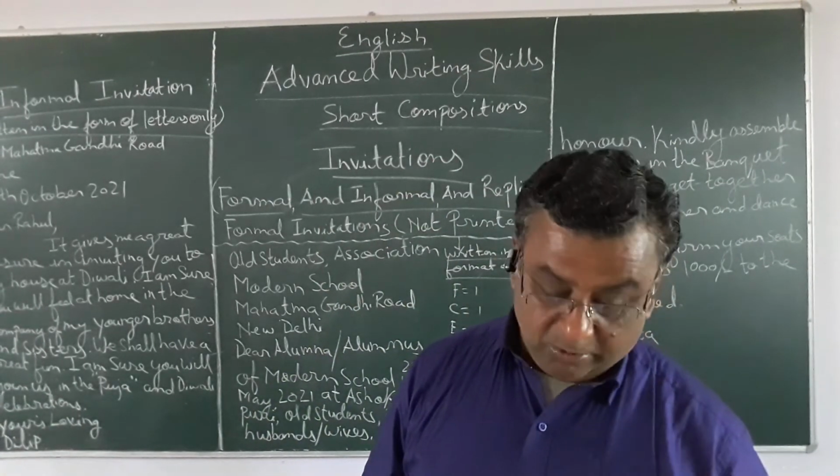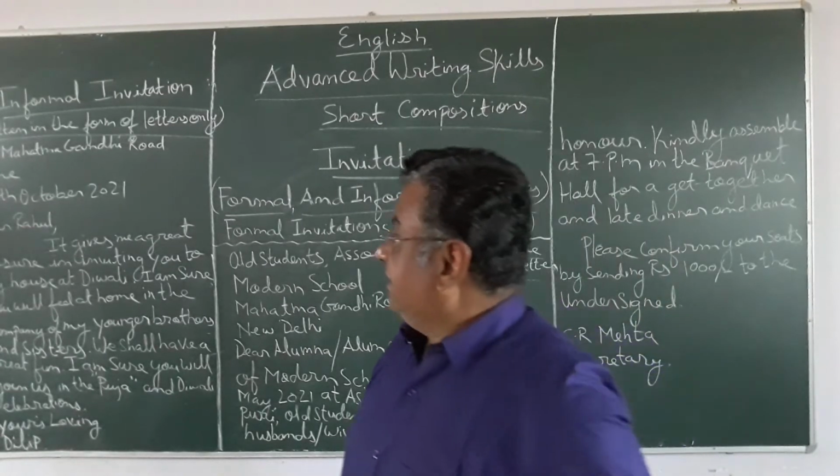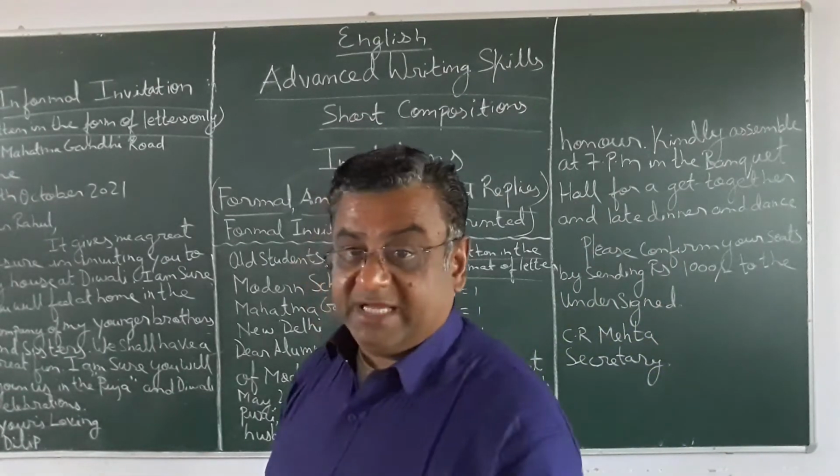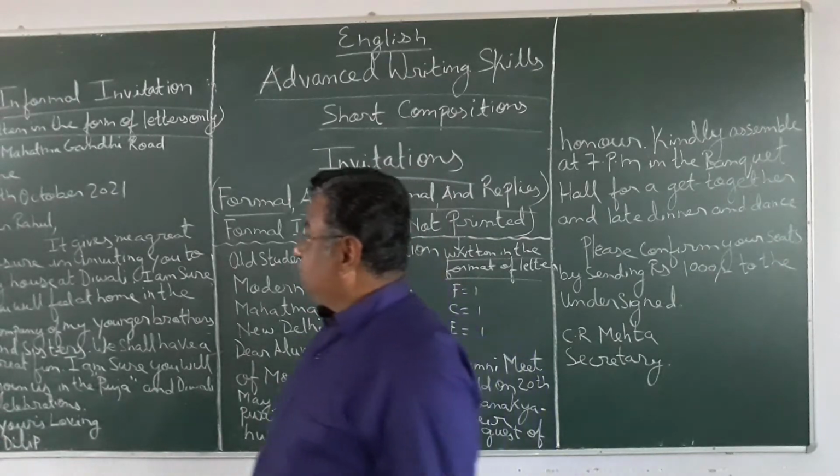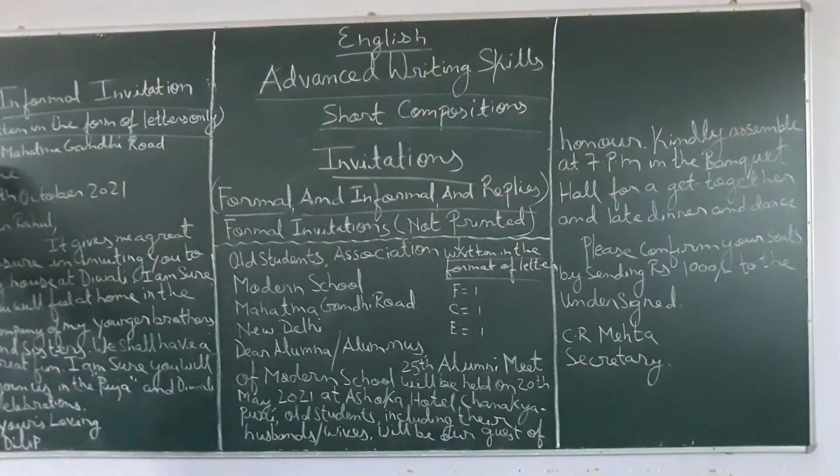Okay? First of all, at the left hand side corner, everything begins from the left hand side corner, as you can see on the board. Your address, 120 Mahatma Gandhi Road, where you are staying. Leave one line, put the date, 25th October 2021. You are giving an invitation to your friend. Always remember, in such type of letters, we do not mention the subject. Dear Rahul.